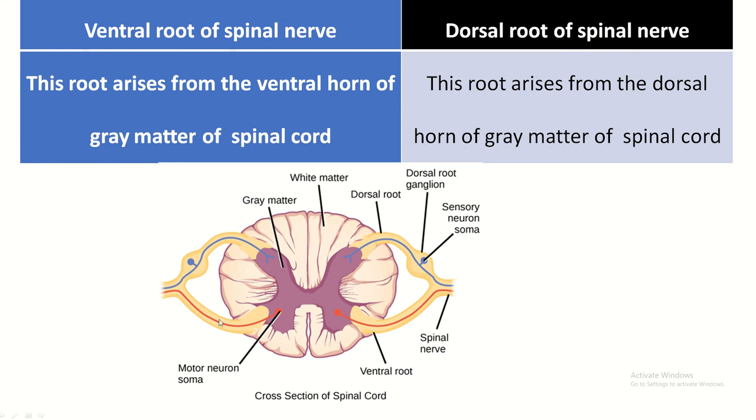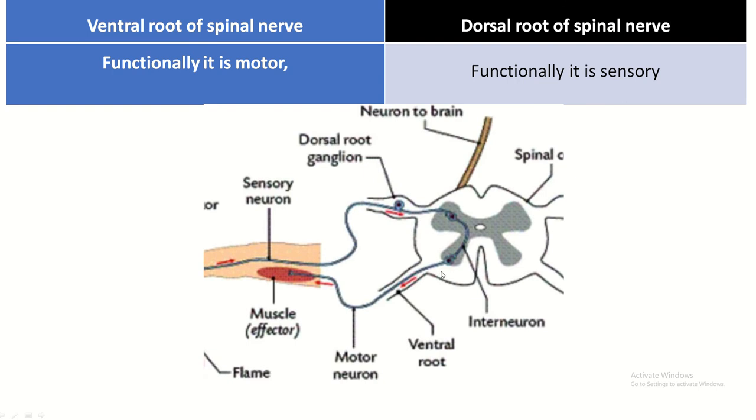The ventral root is developed from the ventral horn. The dorsal root is developed from the dorsal horn. The ventral root is motor in function because it carries the axons of the motor neuron. The ventral horn of the gray matter of the spinal cord contains the motor neuron.